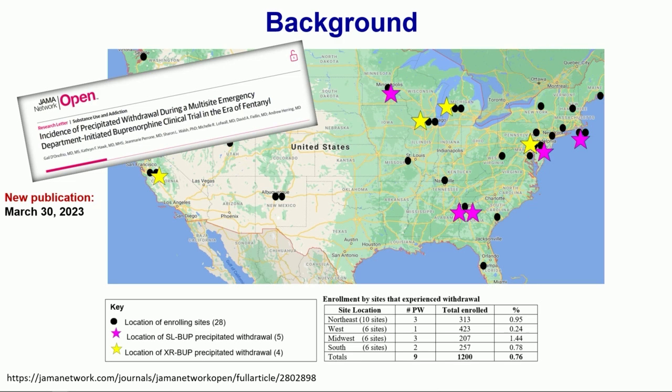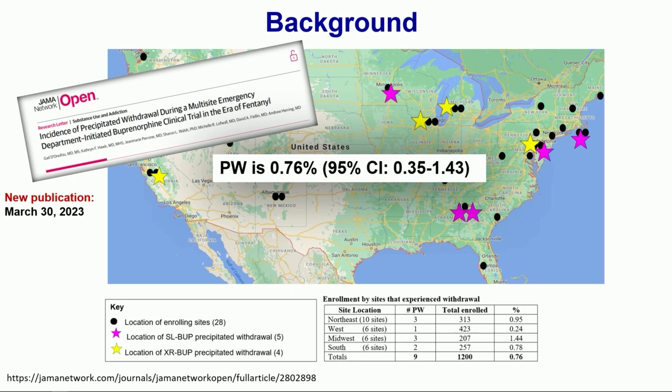We do have very few people, around 3%, who refuse to be in the study, and we have a follow-up of around 85%. So we think that if there was something that we were missing, we would clearly be able to see that. So overall, in the paper that was published in JAMA Network Open just at the end of April, we saw that our precipitated withdrawal rate was 0.76, but as of now, it's less than 0.5.